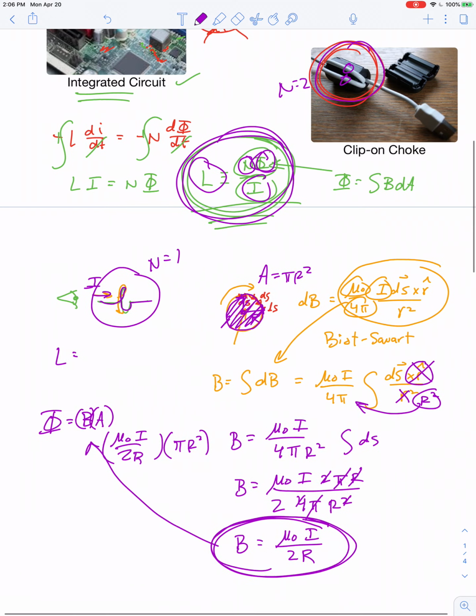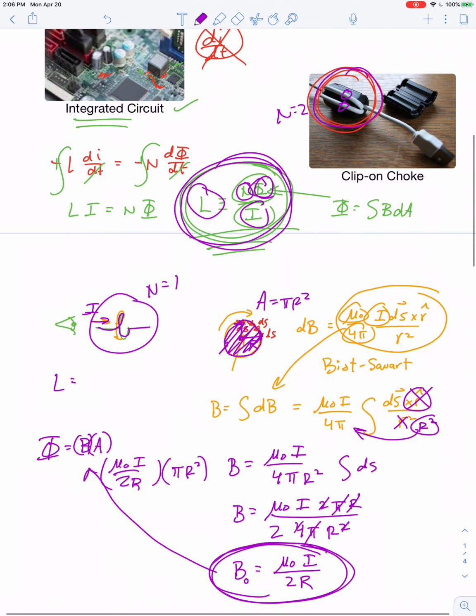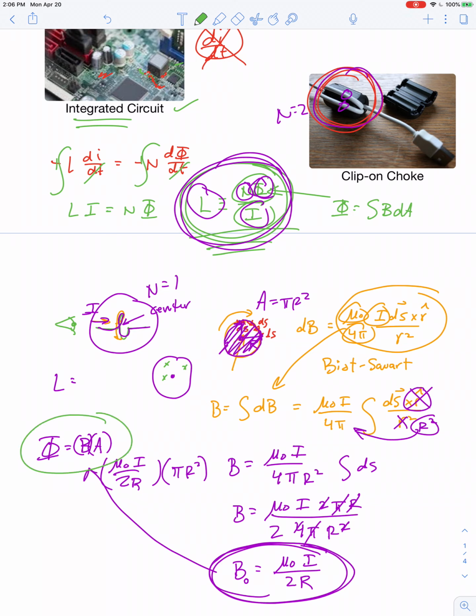This expression for magnetic field, maybe we should put B naught, that's only the strength of the field right at the very center of the loop. In other words, right at that point. But the magnetic field at this point, or this point, or this point is not of the same value. And so we really can't just say phi is B times A. We have to say flux is the integral of B dot dA. And so this actually ends up being very challenging to come up with an expression for phi.